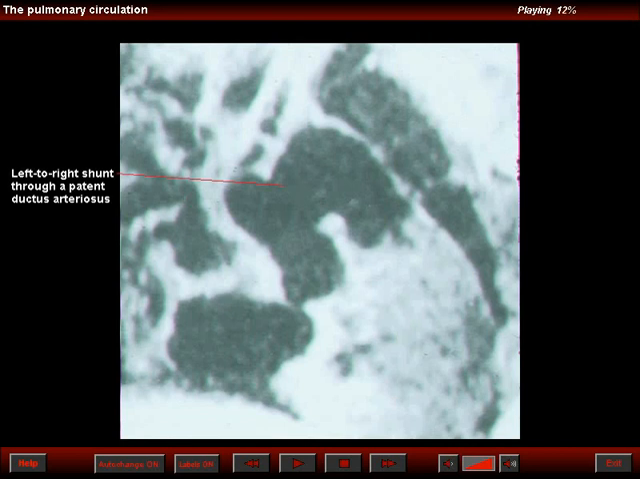Another cause of a left to right shunt would be an aortic pulmonary window. And this is an MR study which shows the communication between the ascending aorta and the pulmonary trunk. Vascular plethora can be expected to occur in such a situation.